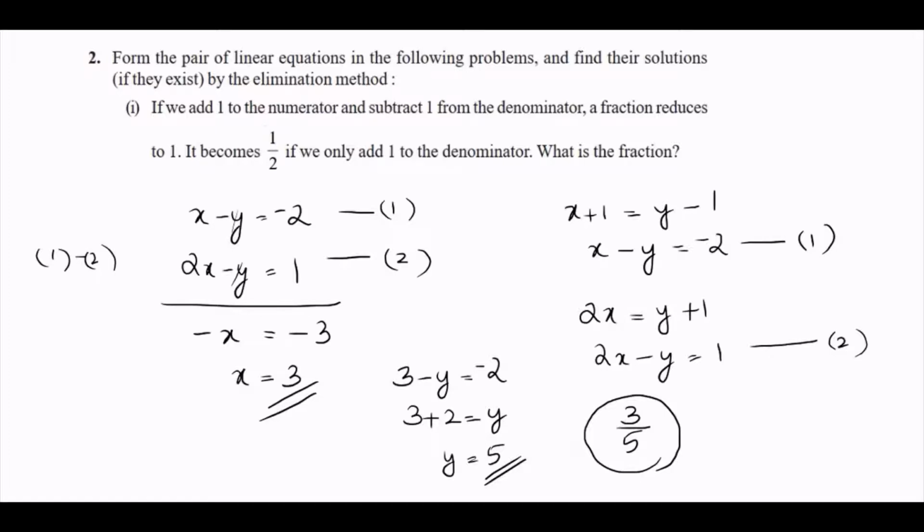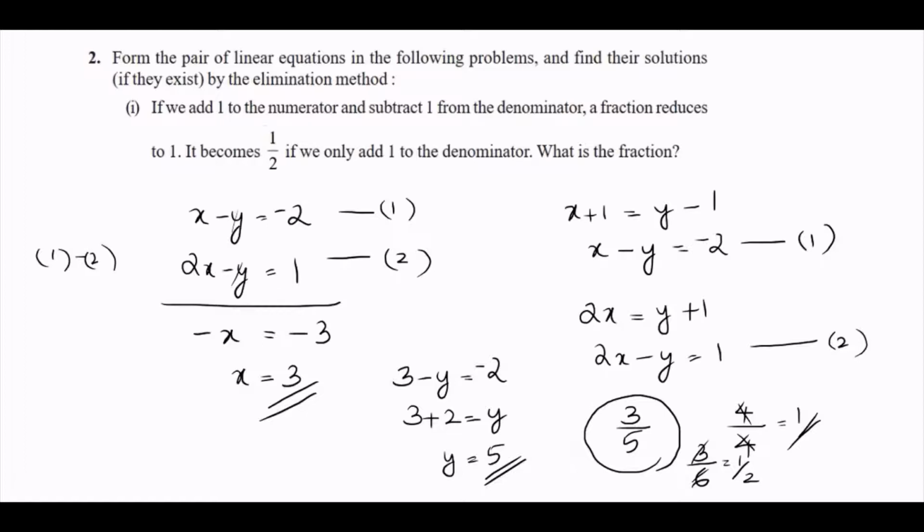In the question it is said, if we add 1 to the numerator and subtract 1 from the denominator, a fraction reduces to 1. So let's add 1 to the numerator. So you get it as 4 and subtract 1 from the denominator. That is also 4. So 4 by 4 is equal to 1. And in a similar way, it is said it becomes half if we only add 1 to the denominator. So let the numerator remain the same, that is 3 by 5 plus 1, that is 6. So 3 by 6 is 1 by 2.